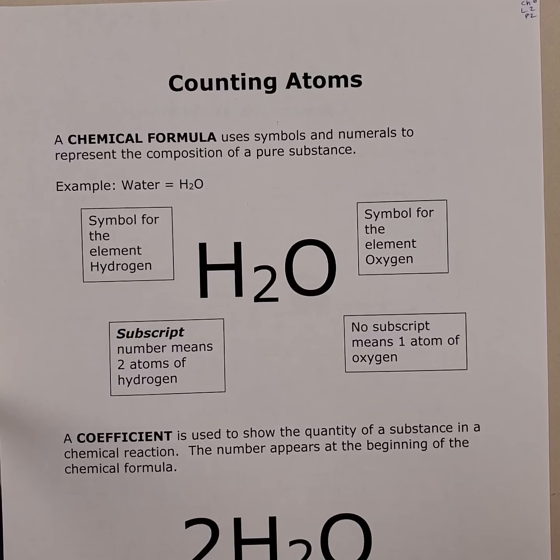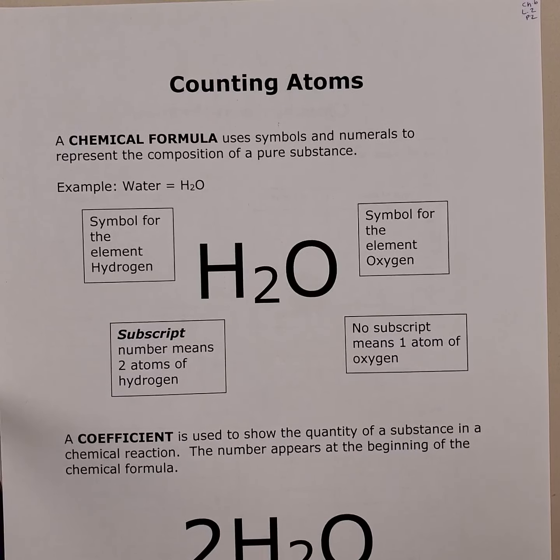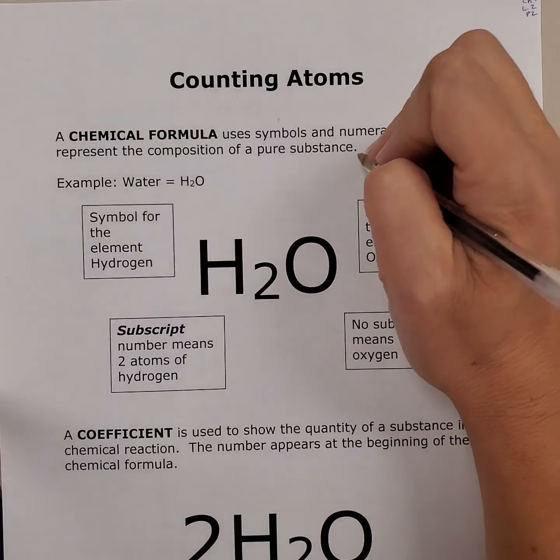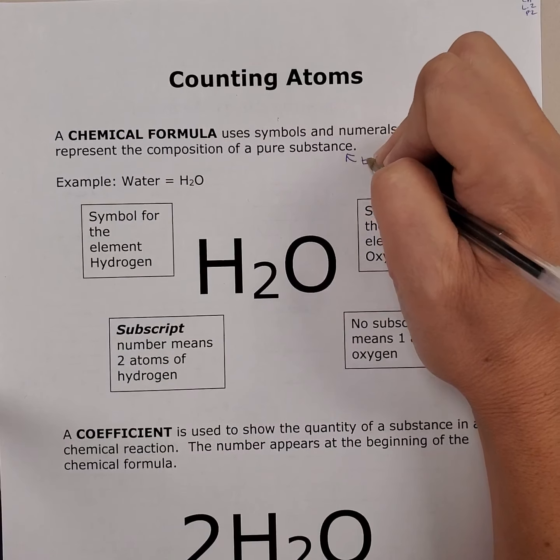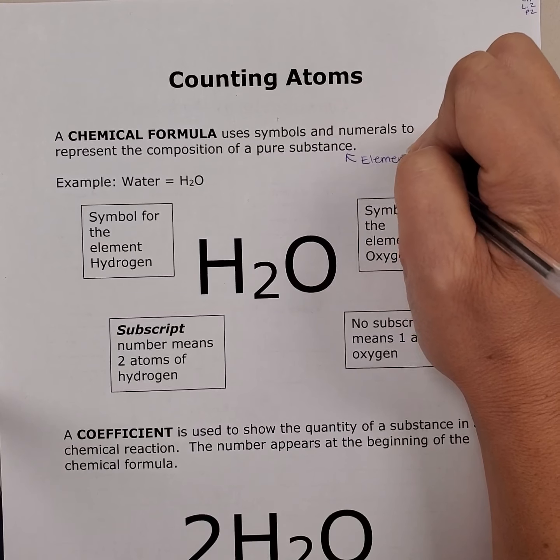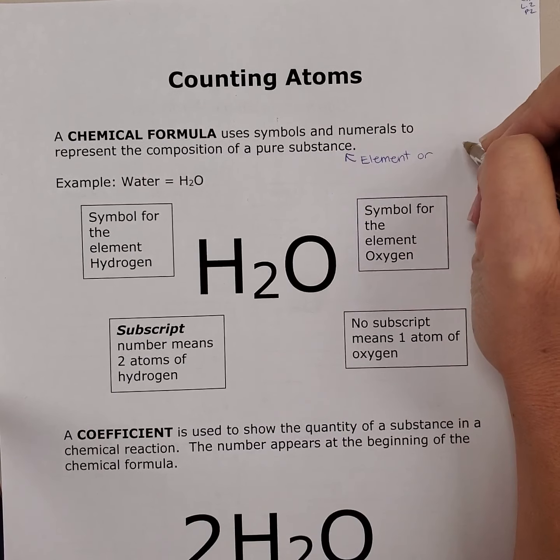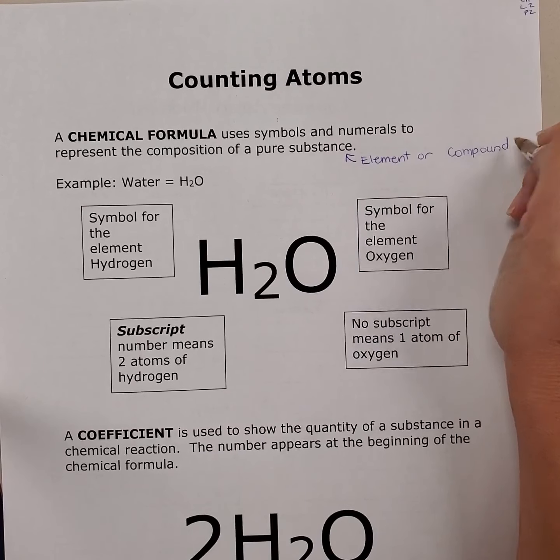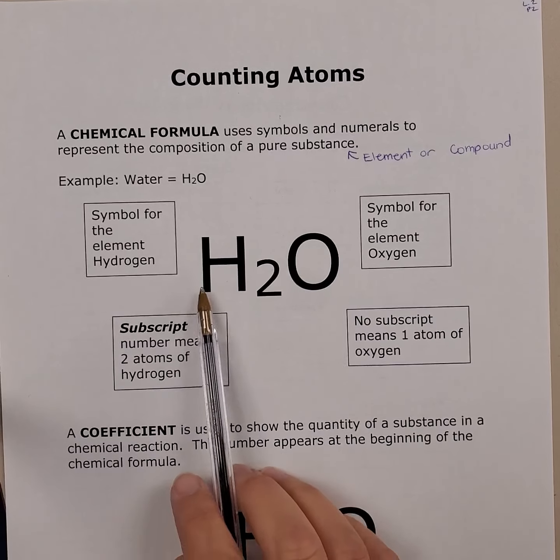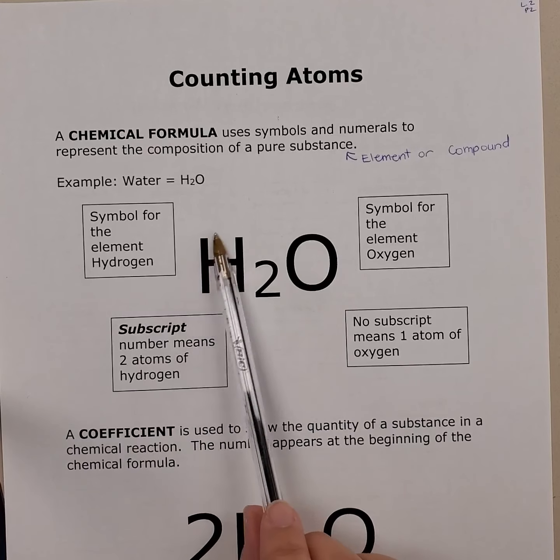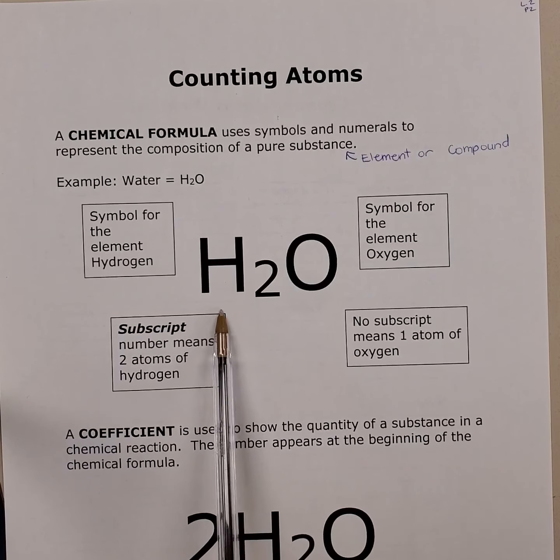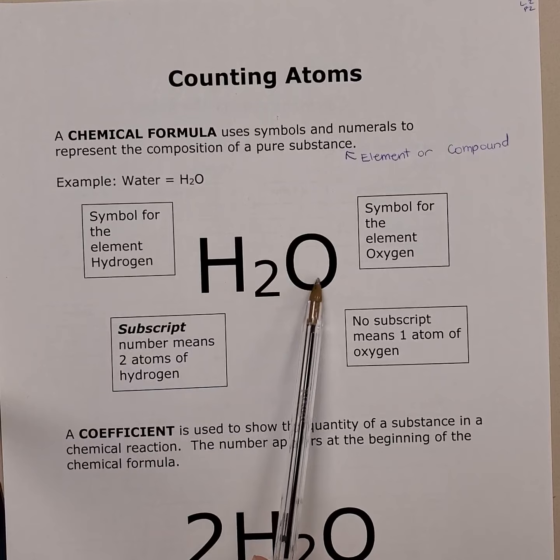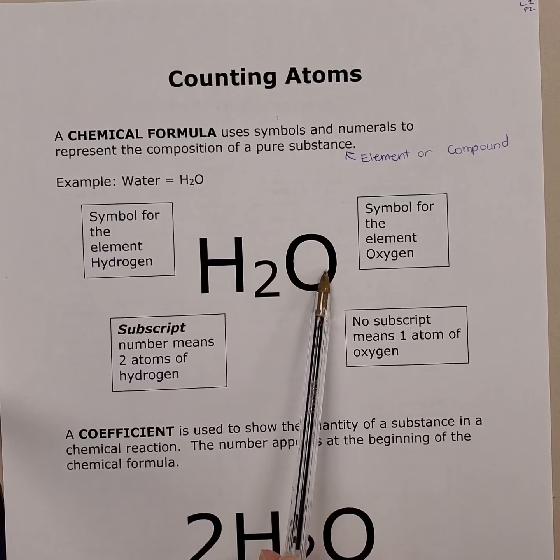A chemical formula uses symbols and numerals to represent the composition of a pure substance. If you recall from grade 9, a pure substance can be an element or a compound. So let's take a look at this chemical formula. This is the chemical formula H2O for water. Water is an example of a molecular compound composed of two nonmetals.